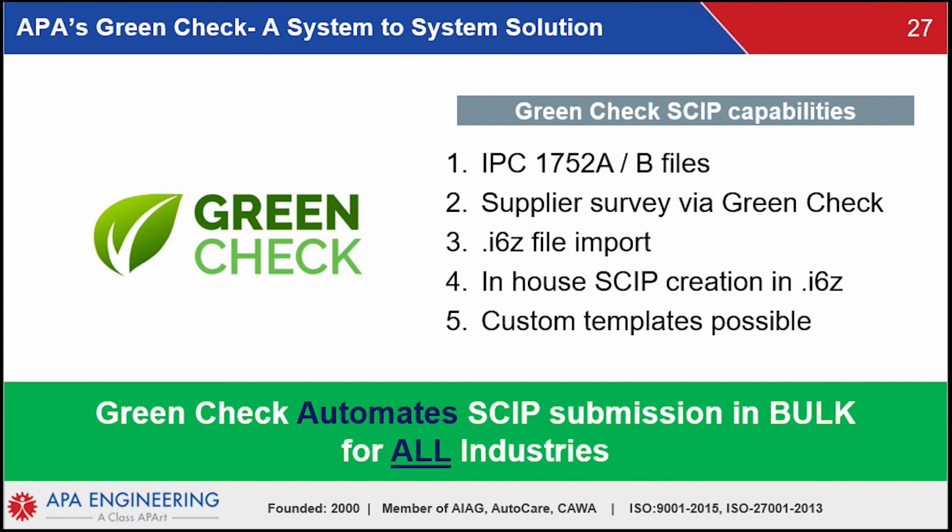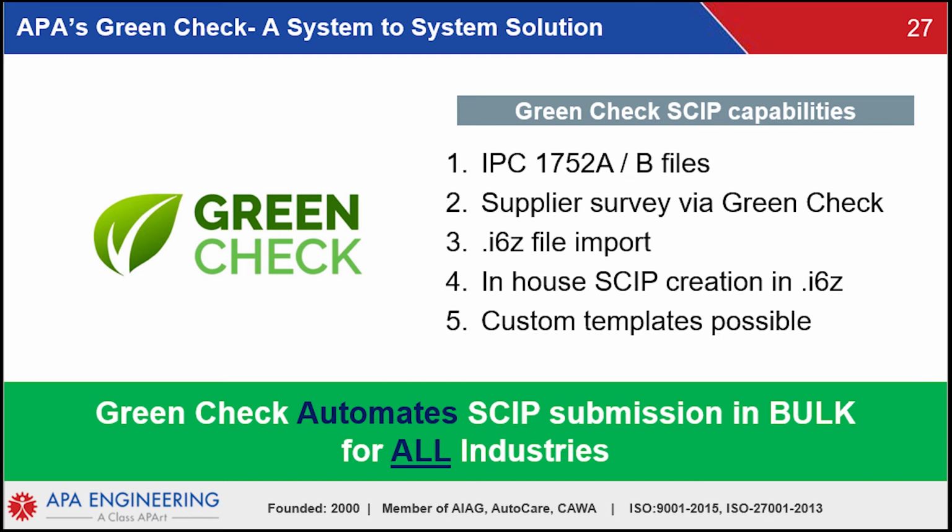It's basically a system-to-system software module, and it can handle IPC 1752A, B files. So a supplier can be surveyed for SCIP details for all the 24 attributes, including any attachments. It can also handle the .i6z SCIP file format, and it can be instantly attached and referenced to any article. It can work with IMDS and the SCIP portal.